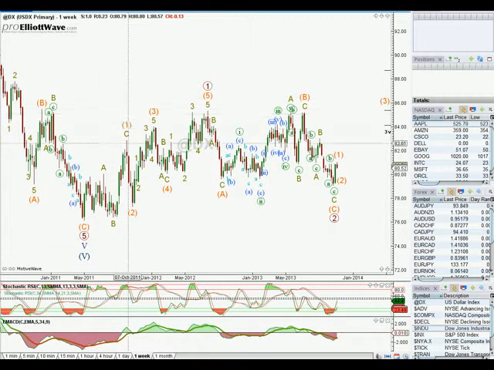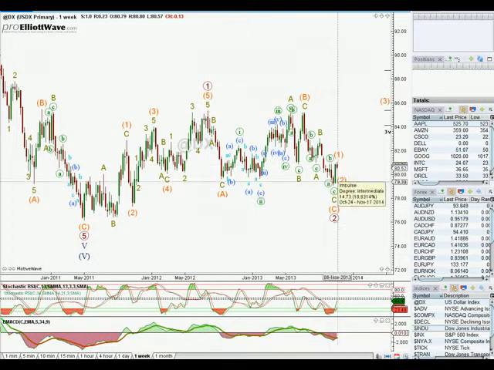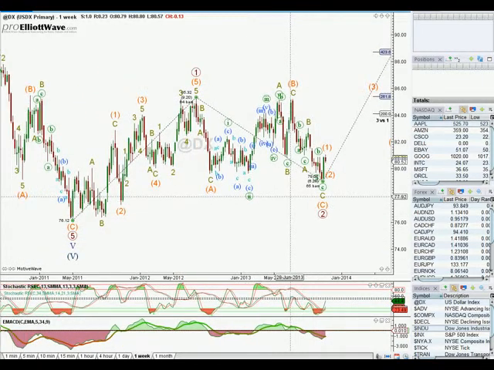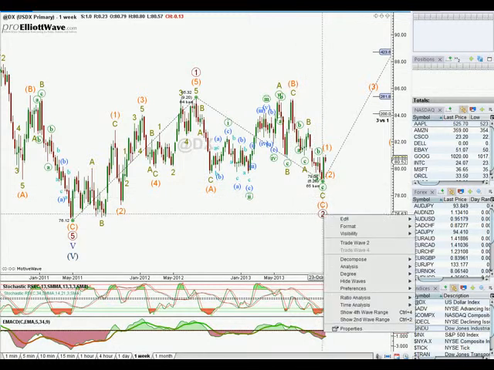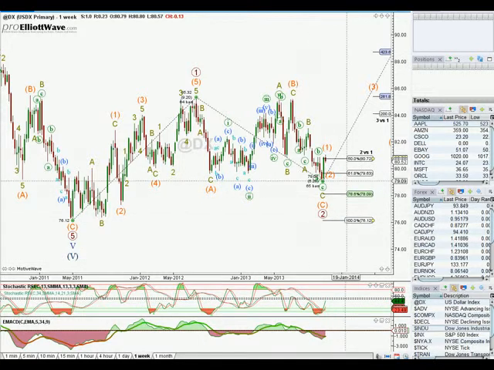At this point, I believe that we formed our leading diagonal with an ABC up to here to form our 1, and we are working on our B, on our 2 to go up. So that's the pattern I do see. And the 2 actually came into very accurate readings with the Fibonacci, with the 61.8 and the 78.6 levels.